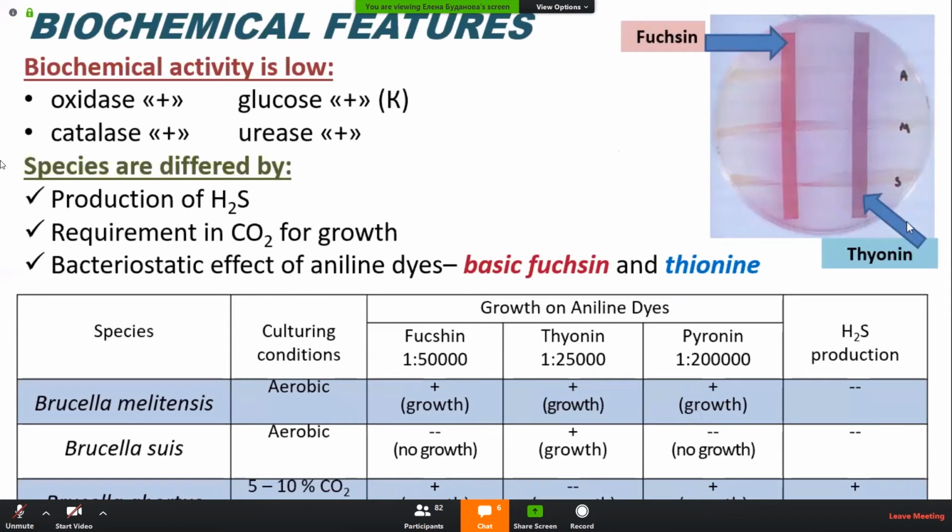The opposite result is for Brucella suis. It cannot grow in the presence of fuchsin, but can grow in the presence of cyanine. And Brucella militensis is not sensitive to fuchsin and cyanine, can grow in both cases. So it is an easy test used for their differentiation. I'll repeat that it is a plate with culture medium for Brucella, seeded with 3 species, and you can see no growth under the strips for Brucella suis with fuchsin or Brucella abortus with cyanine. And Brucella militensis is resistant to aniline dyes, as you can see in the table.